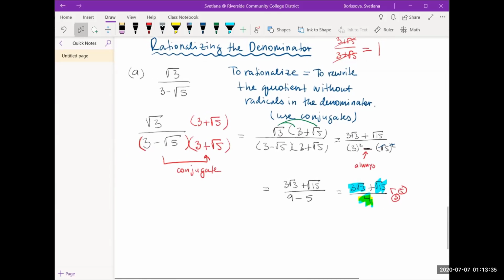How do you feel about this example? So that's rationalizing the denominator. Okay, Ezekiel is good. Nancy, thank you. Marisa, Amy, Nicole, Shelby. Very good.